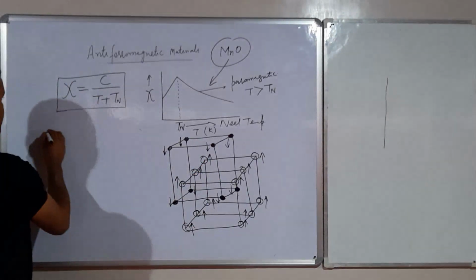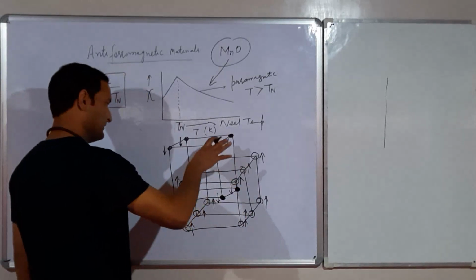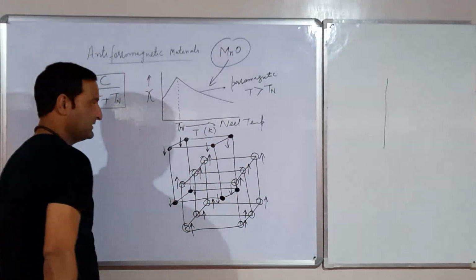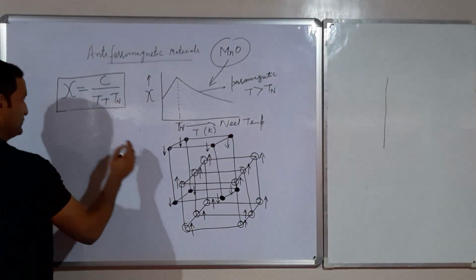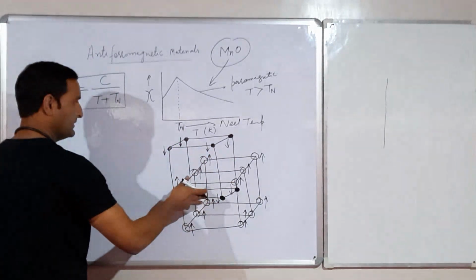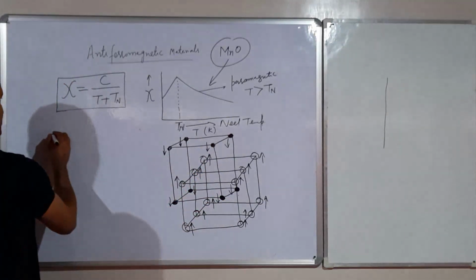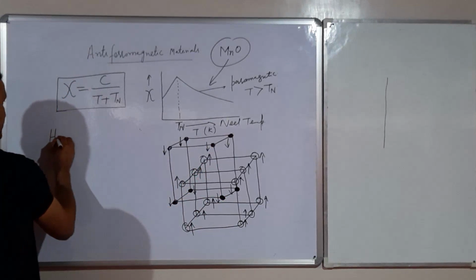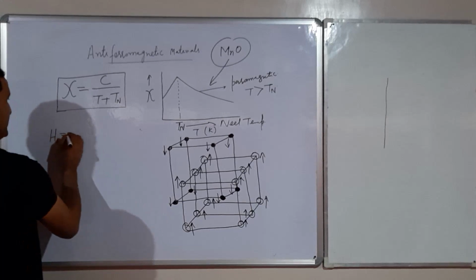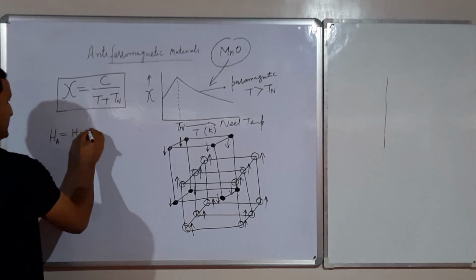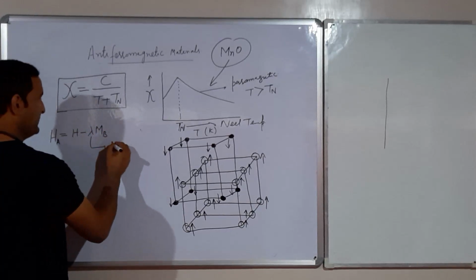So, due to the presence of magnetic moments within the material, they are in one direction in one lattice and in the opposite direction in the other sublattice. Therefore there exists a molecular field, an internal magnetic field, due to the presence of these magnetic moments. If HA is the internal field due to the A lattice, we can write it as H minus lambda times MB. Here lambda is the molecular field coefficient.